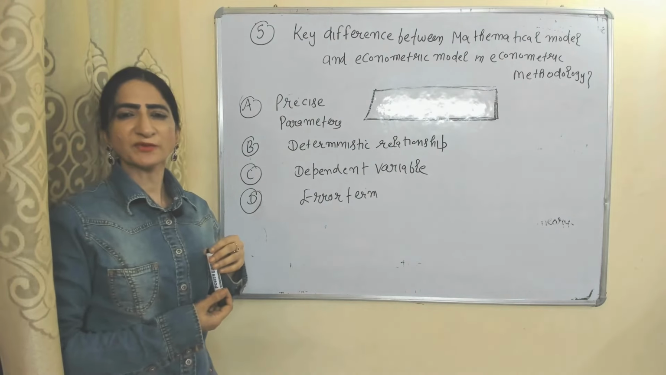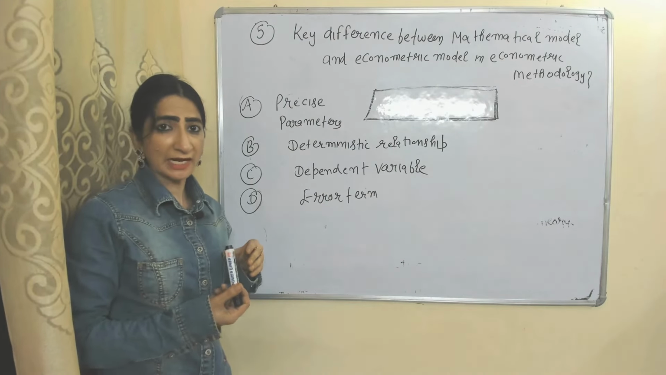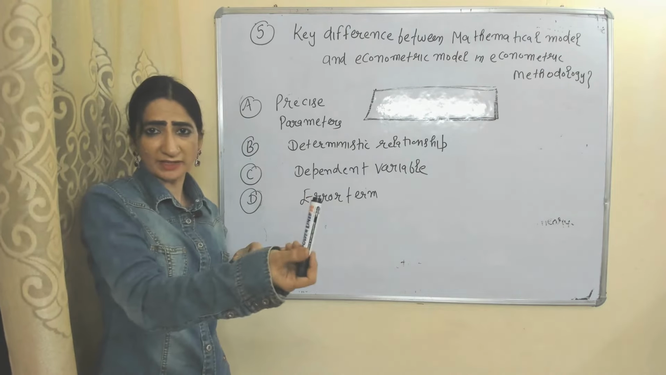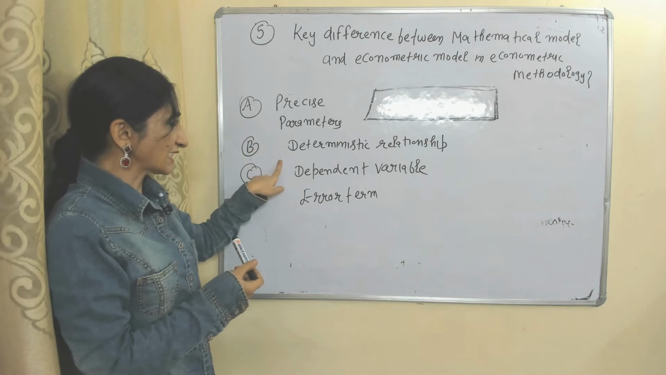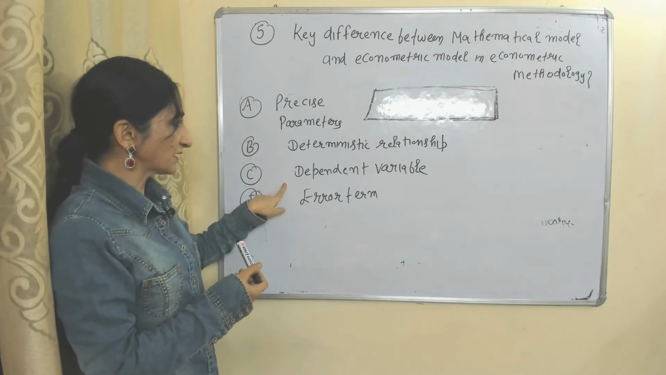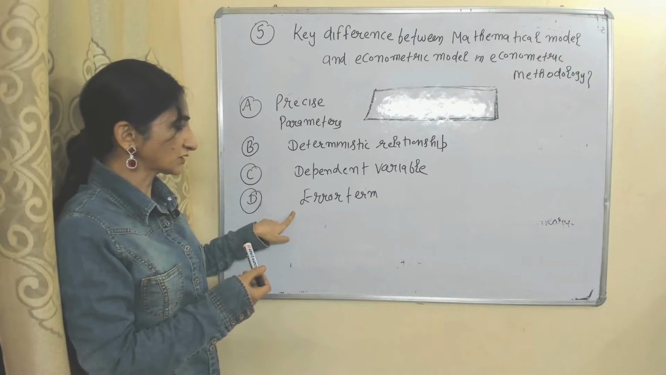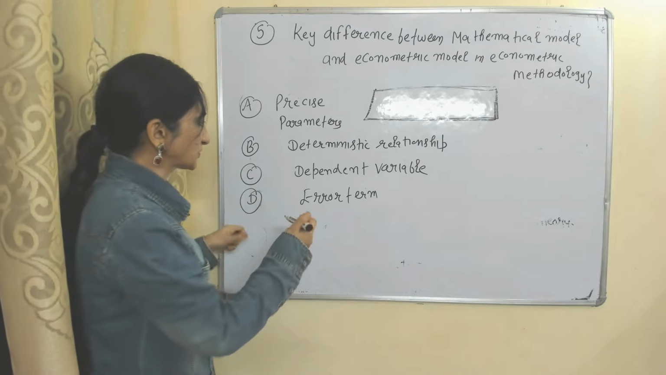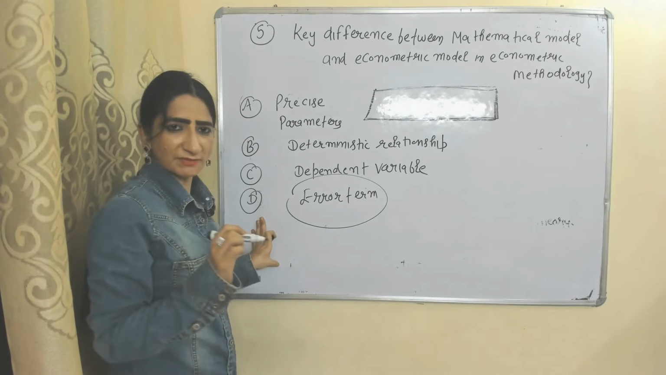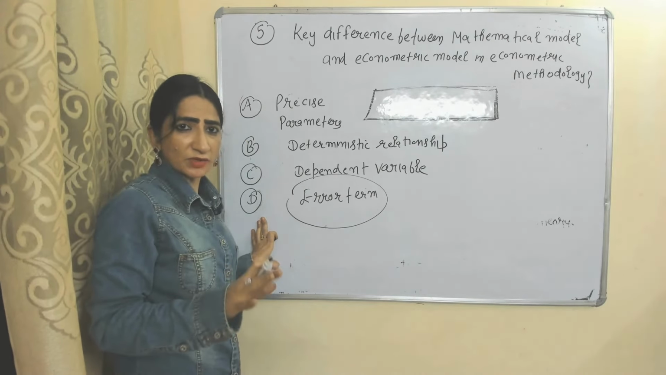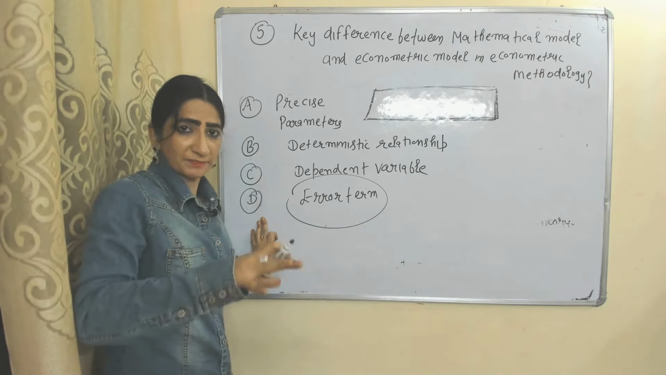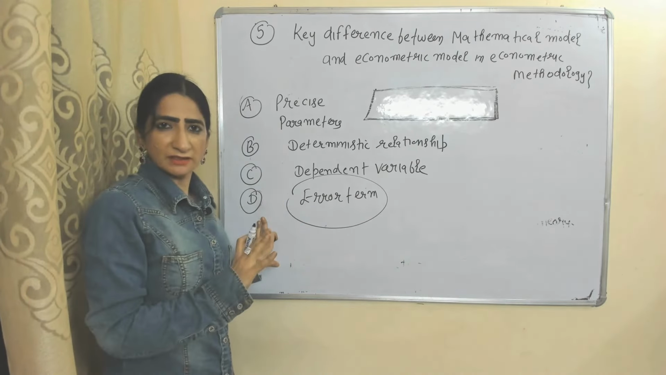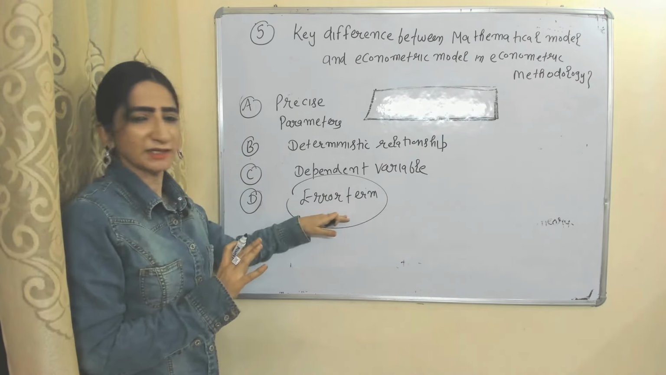Next question: what is the key difference between a mathematical model and an econometric model in econometric methodology? First is precise parameters, second is deterministic relationship, third dependent variable, fourth error term. Our right option is error term. As we know, in a mathematical model, the error term is not included. We don't include an error term in the mathematical model, but we include an error term in the econometric model. So this is the main difference.